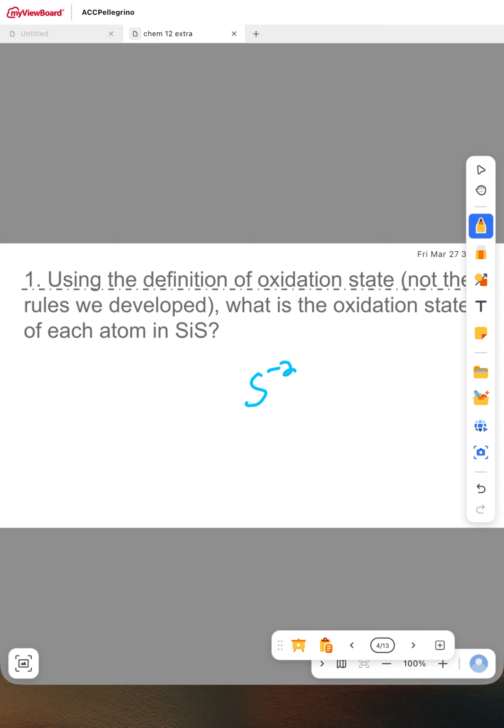Remember, then that means our silicon has to be +2, because this molecule doesn't have a net charge. So these have to add up to 0. So that's going to be the oxidation state on each atom. The oxidation state on the sulfur will be -2. The oxidation state on the silicon will be +2.